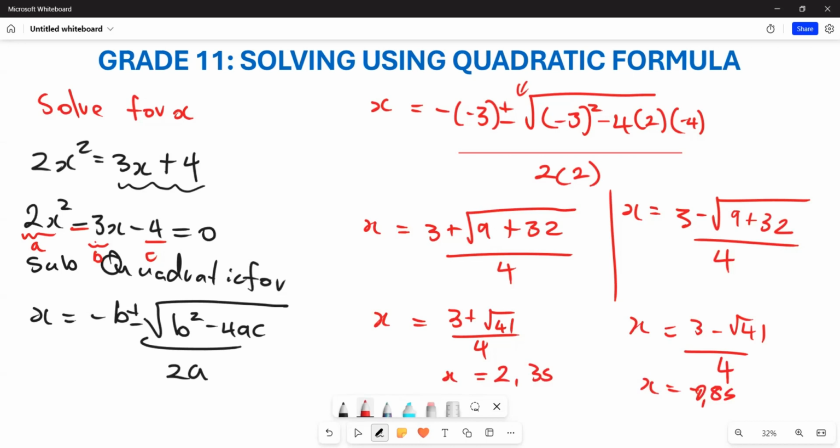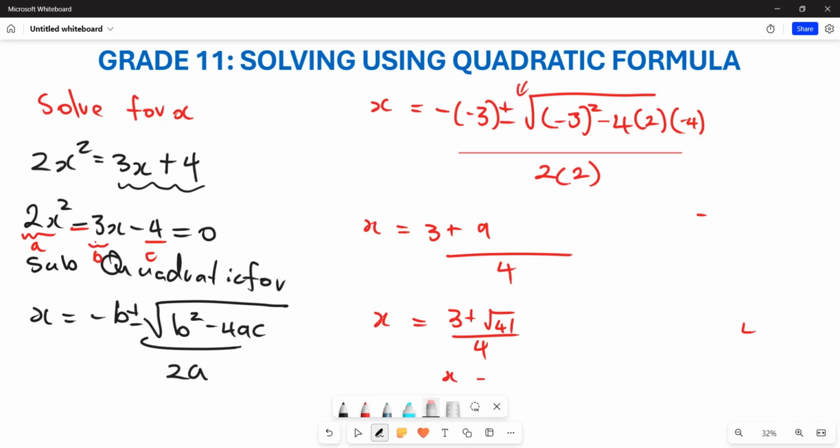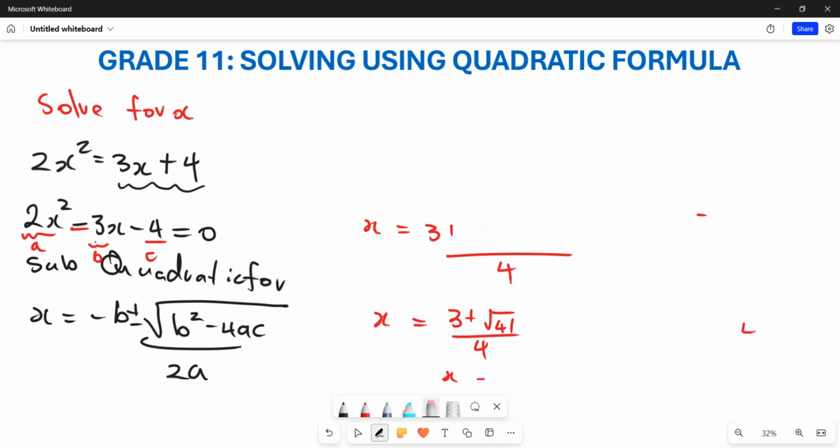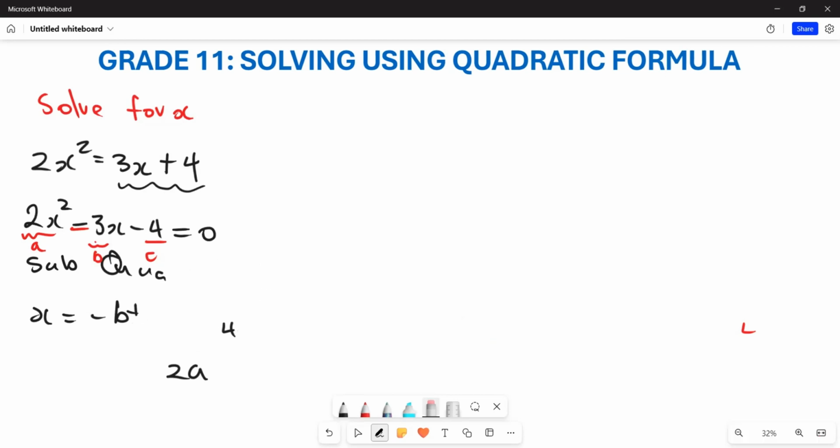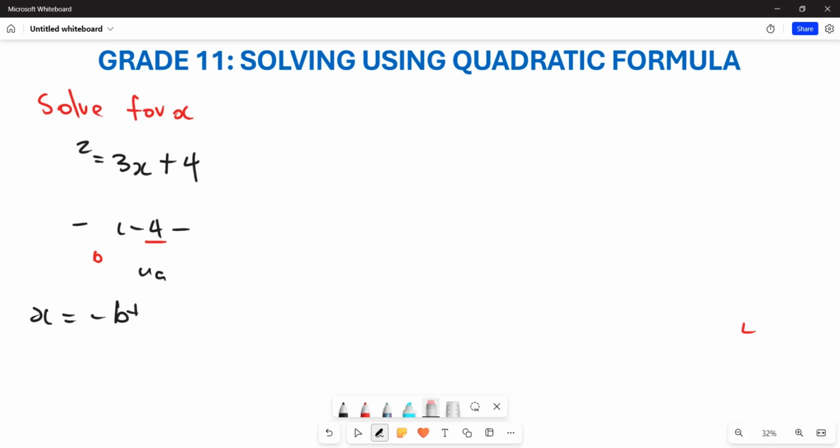So let's just make up our space here, so that we can be in a position to again use our quadratic formula to try and solve one last question. And remember, I've stated clearly that this quadratic formula is not only restricted to the ones that you cannot manually factorize. Even in the ones that you can factorize, you can still use your quadratic formula.